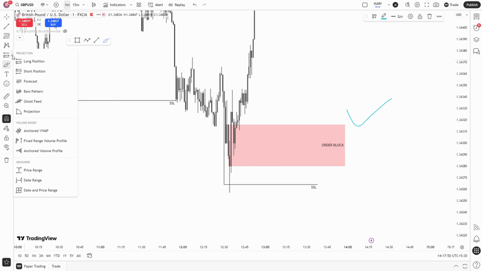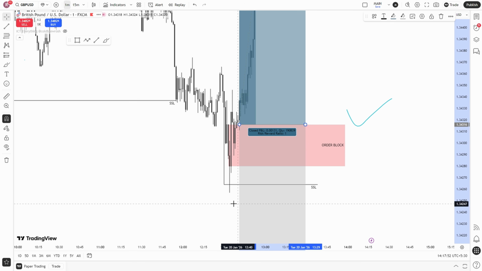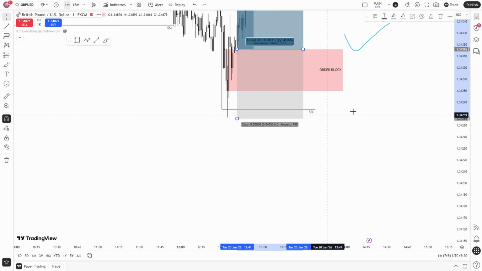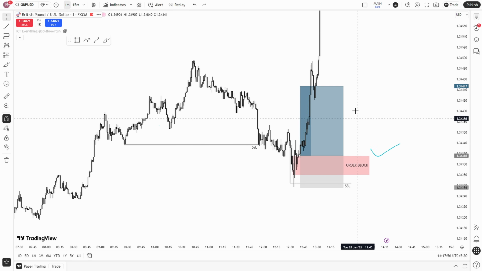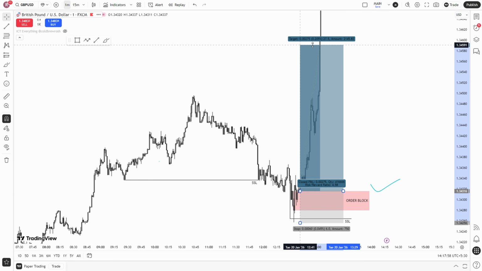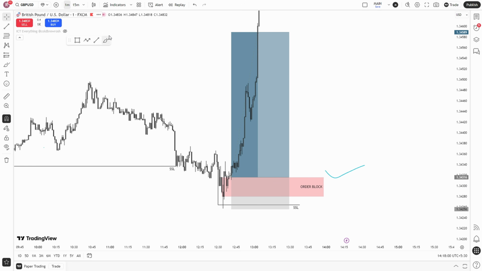At the end of the day, if the trade is meant to work, it will work. And if price has a reason to go higher, then no confirmation, whether it is a fair value gap or an order block, will stop it. Order blocks are not magic. They are just a tool to help you frame better entries.